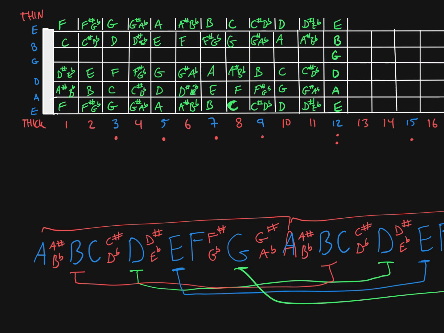So G is, it's off screen here, but basically I want you to imagine the G goes to G, and we're going to spell that out. G sharp, A flat, A sharp, B flat, B, C, C sharp, D flat, D sharp, E flat, E, F sharp, G flat, and then back to G.